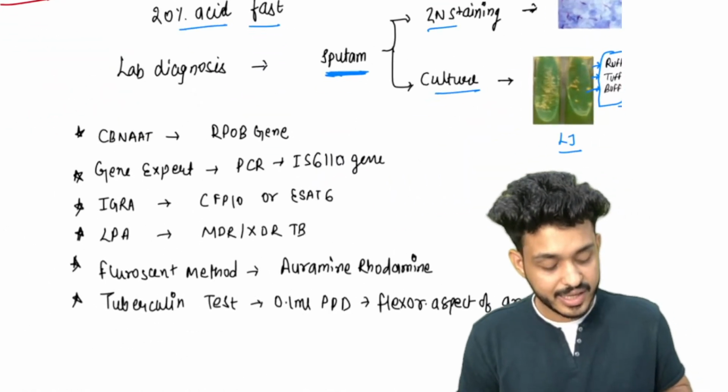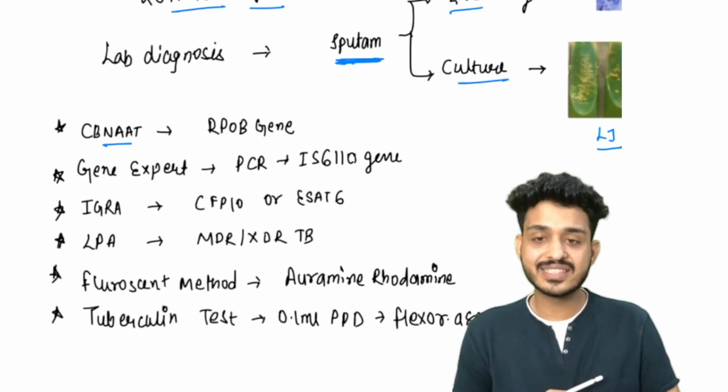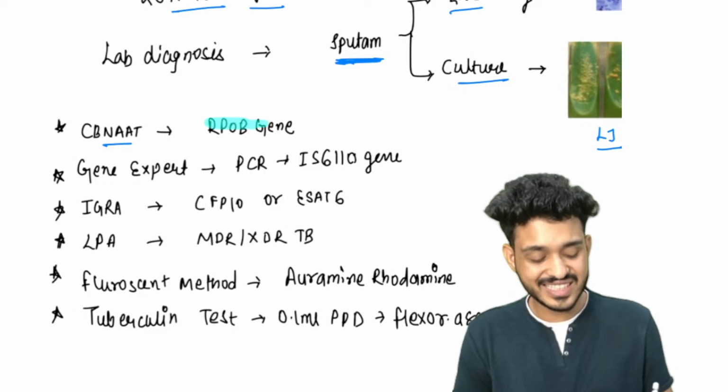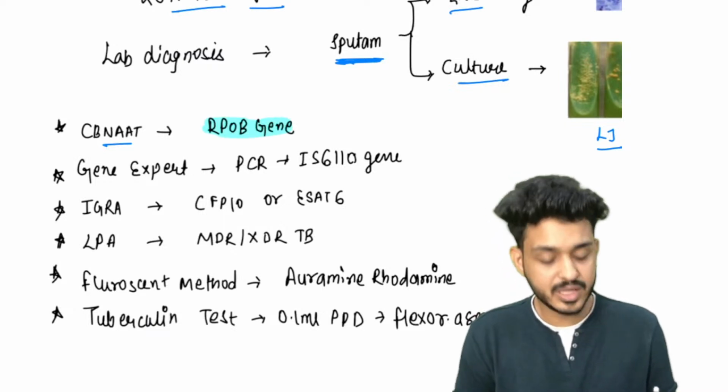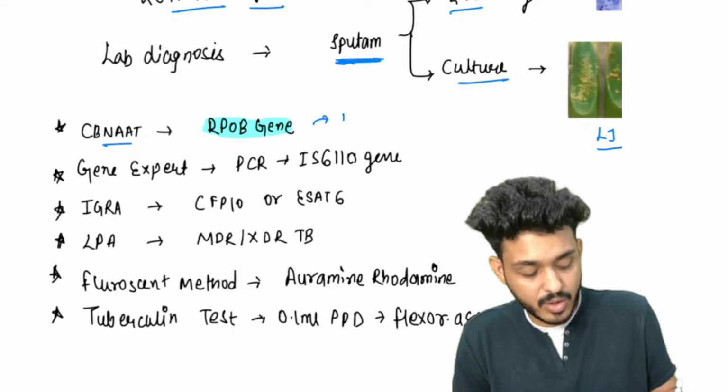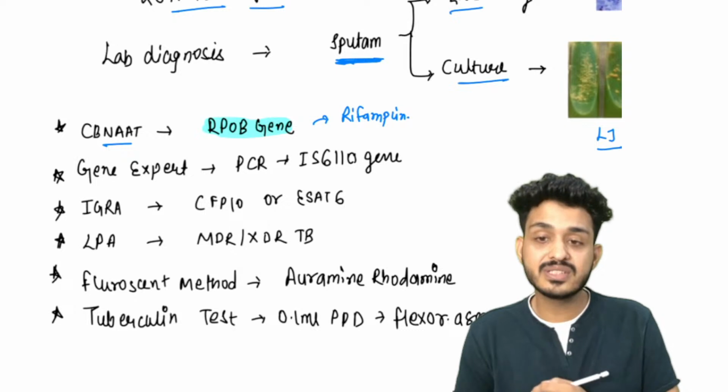Tell me, children. Okay, next what we can do, we are having CBNAAT. We can do it for which gene? It can be telling us about the RPOB gene. That would be telling me about rifampicin resistance.